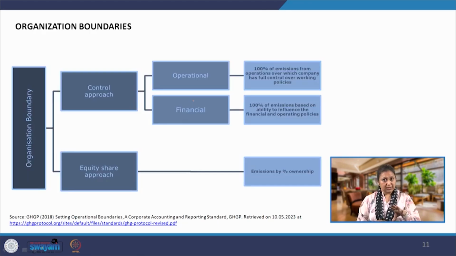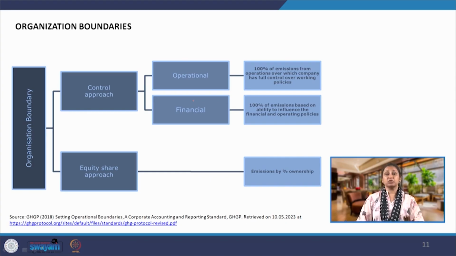Now, if we look at the organization boundary broadly, there are two approaches. One is a control approach and the other one is an equity share approach. Currently, GHG emission reporting requires a company to follow either one of the approaches, but to follow the principle of completeness in GHG emissions, a company is required to follow both the approaches and define its organizational boundary based upon both. But currently GHG emission reporting requires a company to define its organization boundary based upon any one approach, either control approach or equity share approach.